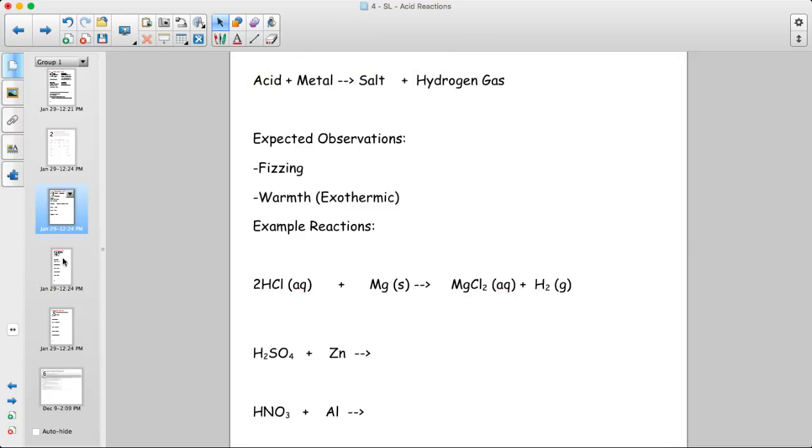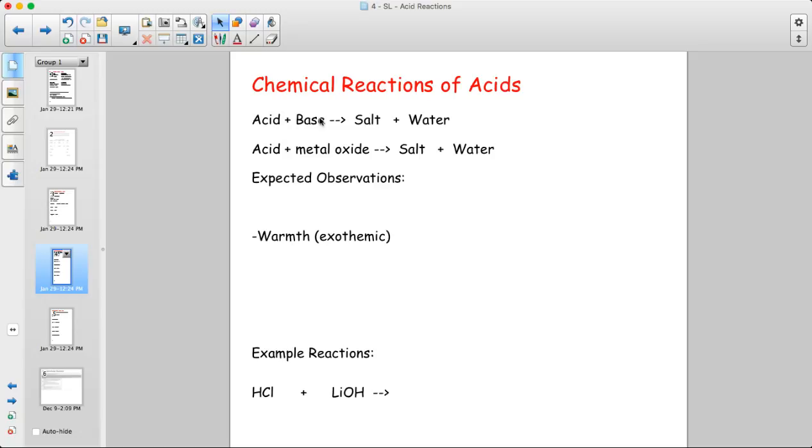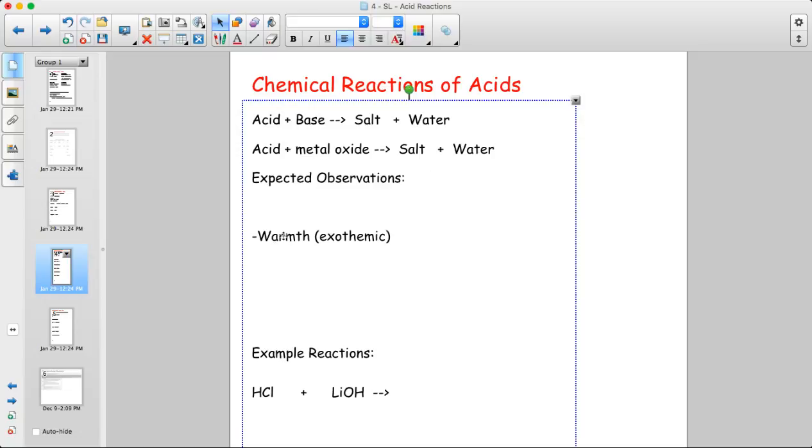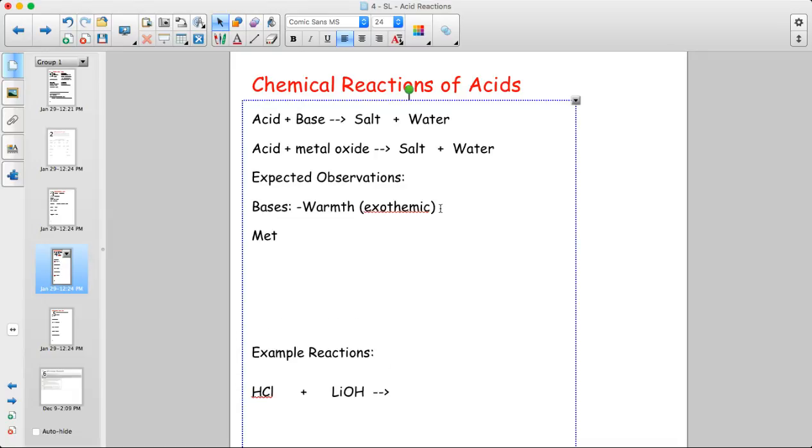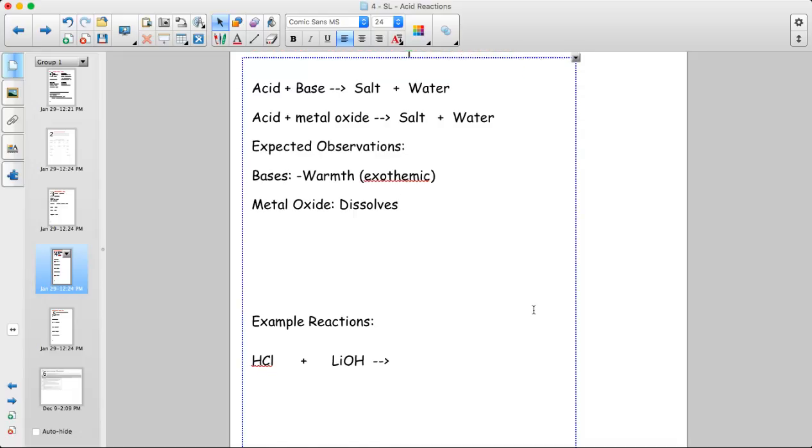Moving on. Okay, acids react with bases like hydroxides to produce salt and water, and acids react with metal oxides to also produce salt and water. There aren't really any observations here because these are usually pretty boring. For the bases one, the observation is that there's warmth because it's a classic exothermic reaction. For the metal oxide reaction, the only observation you would see is the oxide dissolving. So that could be something you'd observe.